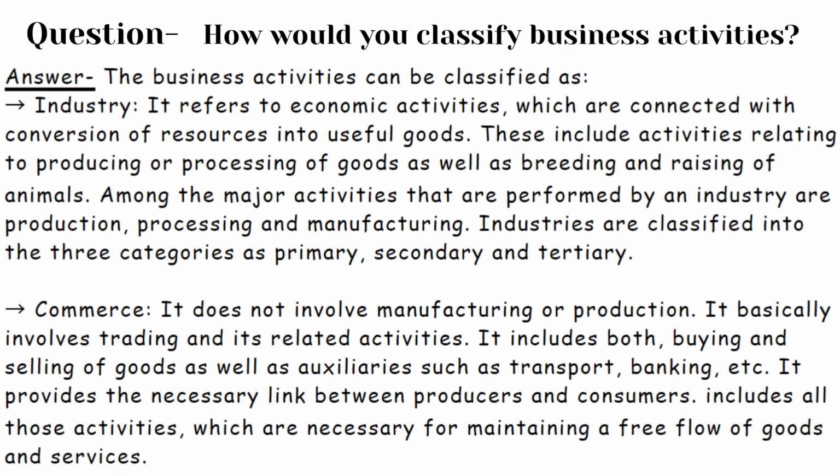Next question. Question. How would you classify business activities? Answer. The business activities can be classified as industry. It refers to economic activities which are connected with conversion of resources into useful goods. These include activities relating to producing or processing of goods as well as breeding and raising of animals. Among the major activities that are performed by an industry are production, processing, and manufacturing. Industries are classified into the three categories as primary, secondary, and tertiary.